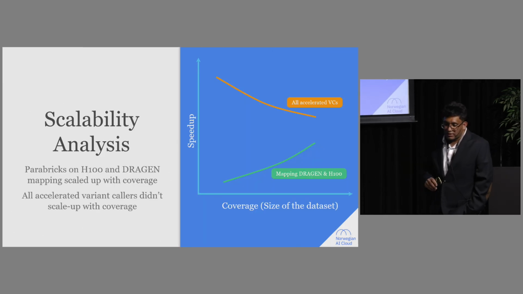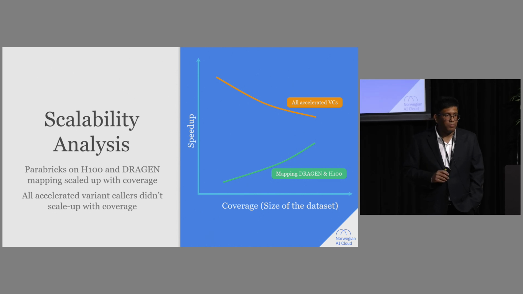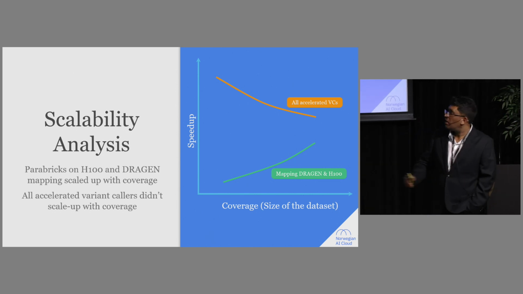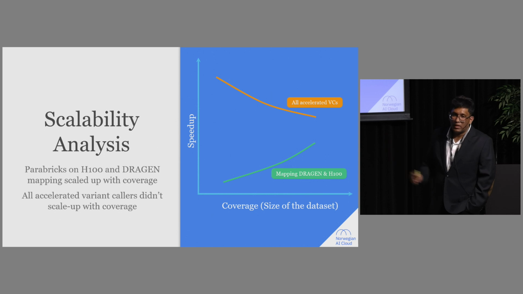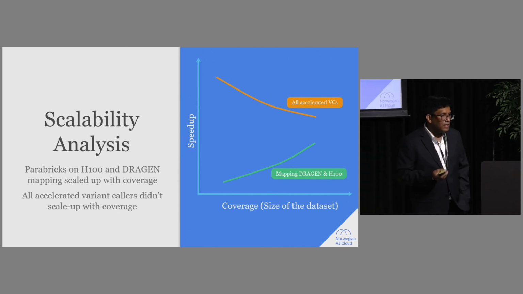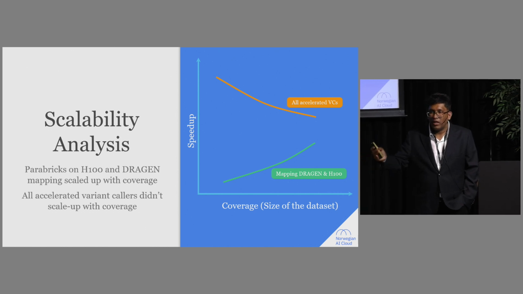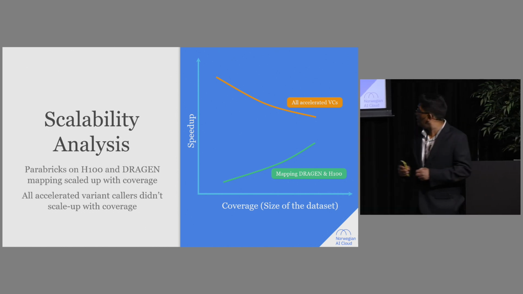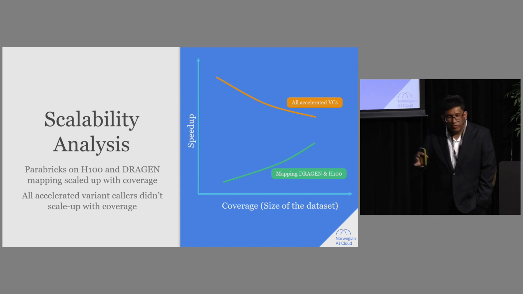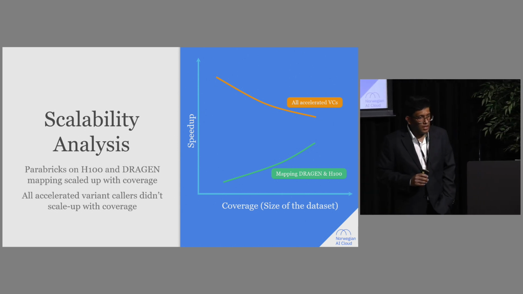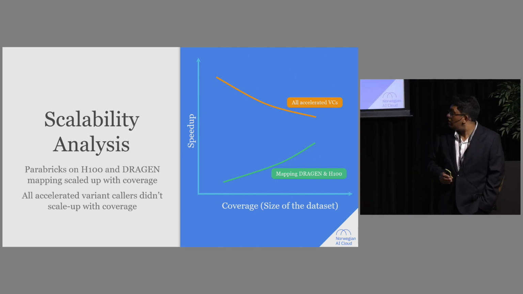Then we studied the scalability of accelerated platforms. Here we studied how speed up could vary with the coverage. Coverage, you can think of it as the size of the data set: higher coverage, larger data set, lower coverage, smaller data set. And higher coverage is of a higher resolution than the lower coverage samples.